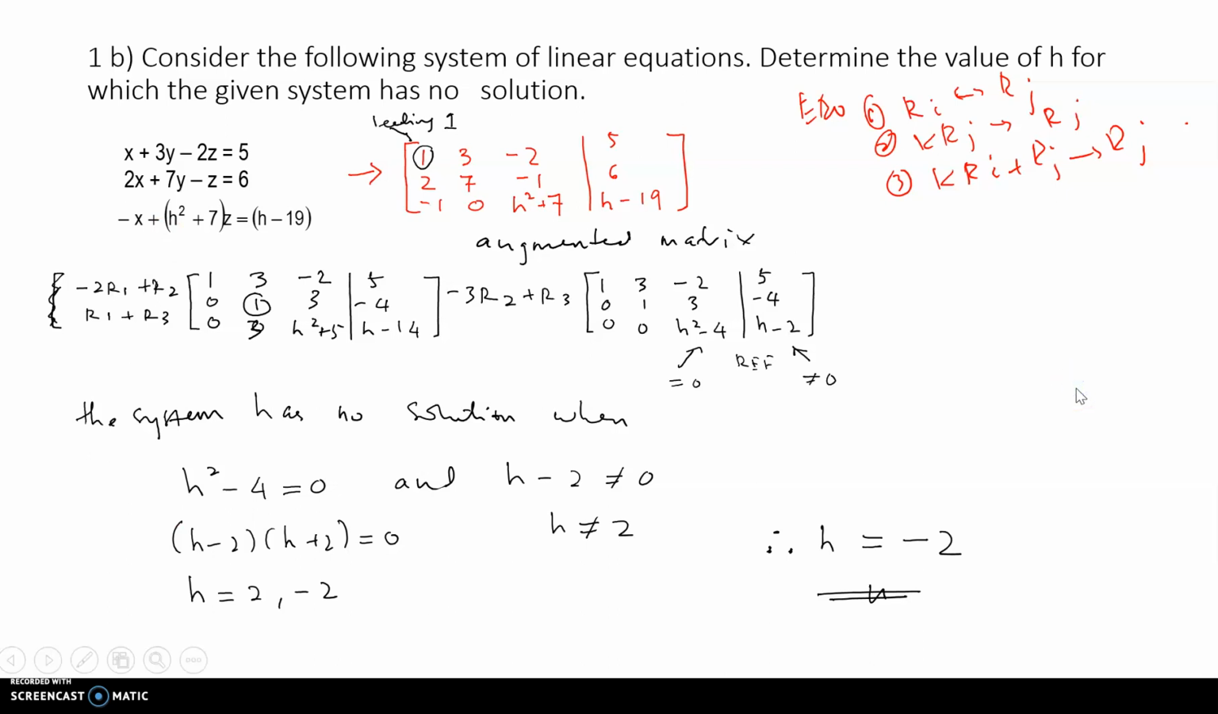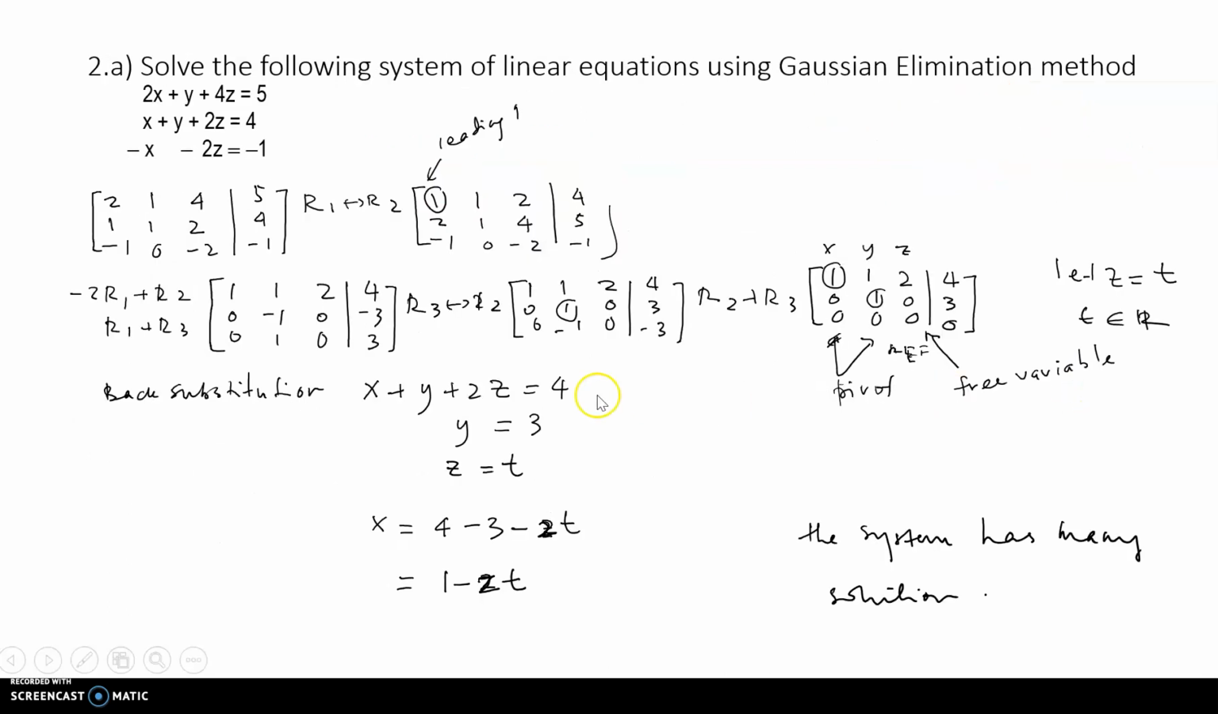Alright, you proceed to the next question. Question number 2 is to solve the system of linear equations by using the Gaussian elimination method. For the Gaussian elimination method, remember, step 1 is to get a REF, a row echelon form matrix. Number 2, use back substitution.